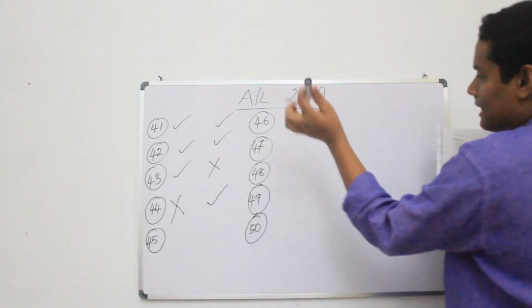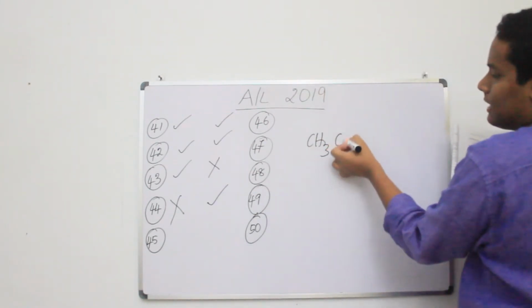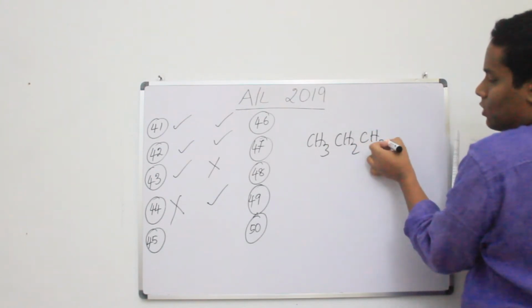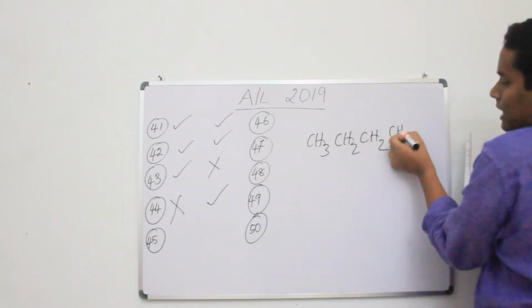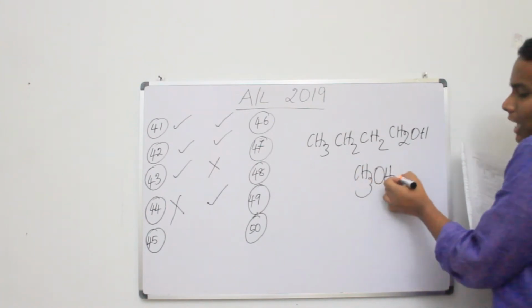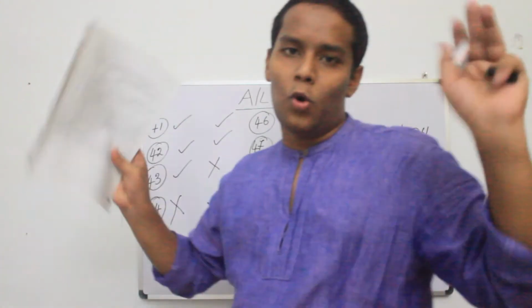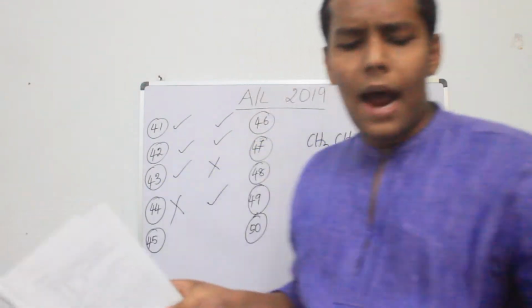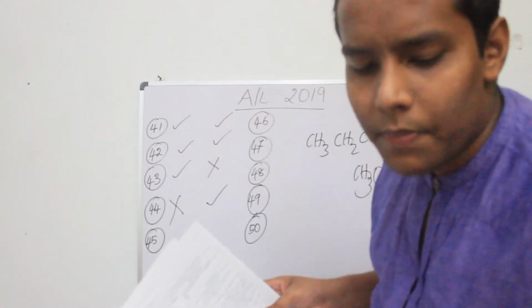1-butanol means CH3, CH2, CH2, CH2OH. 1-methanol is CH3OH. Both have hydrogen bonding. I also agree, no issues. They will dissolve in water. But look at the solubility of both.